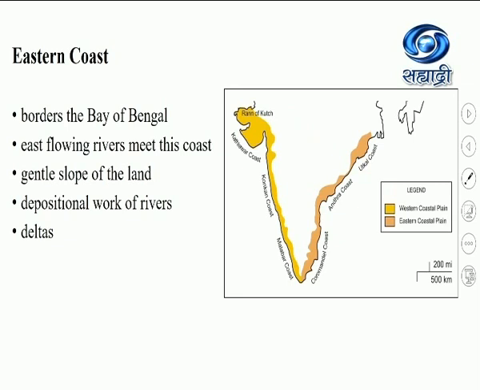So most of the rivers flow from west to east and enter into the Bay of Bengal. Definitely these rivers meet the coast of the Bay of Bengal and enter into it. Here the slope of the land is very, very gentle and the rivers have done a lot of depositional work. The rivers Ganga and its tributaries have done a lot of depositional work and thus deltas have been formed, which are not formed on the western coast.